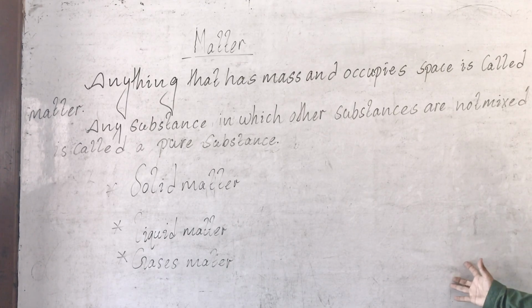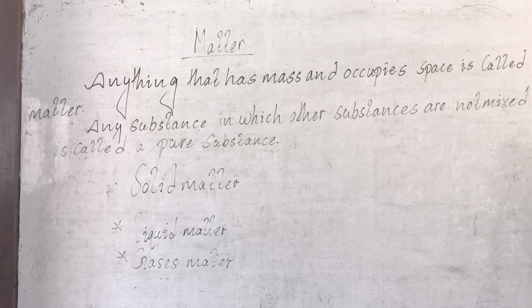And it can occupy the space also. You can see the whole whiteboard is occupying the space of this wall. That means it can occupy the space, and it has mass also. That's why we can say the whiteboard is also a matter. But in which state? It is in solid state of matter. Okay, so some are in liquid state of matter.